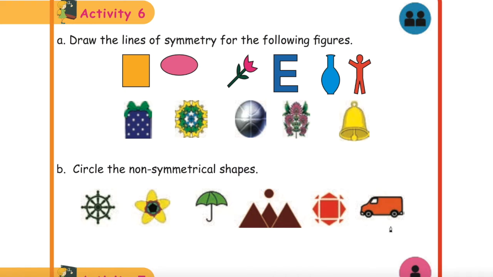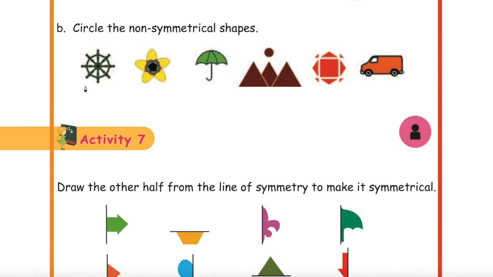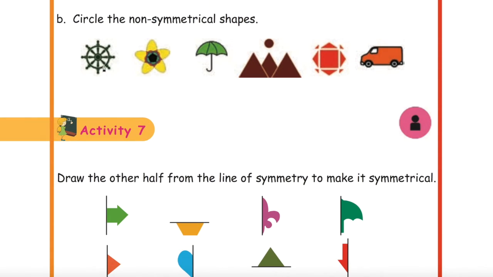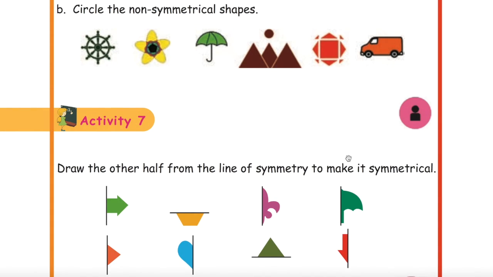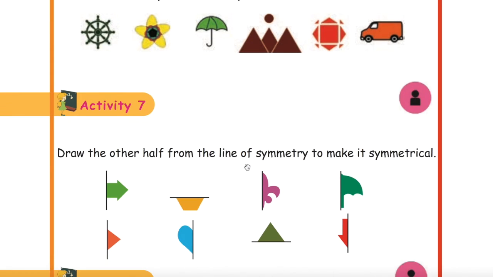That is your job. You can do that, I know. Circle the non-symmetric shapes. This is symmetric. This is symmetric. What about this? This is not symmetric. This is symmetric, no problem. This is also symmetric. Umbrella. What about the umbrella? The top part is symmetric, not the bottom part.